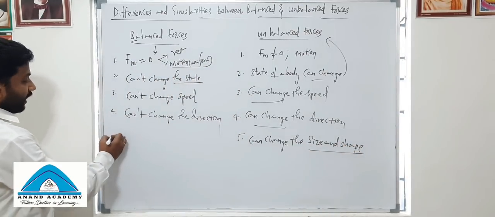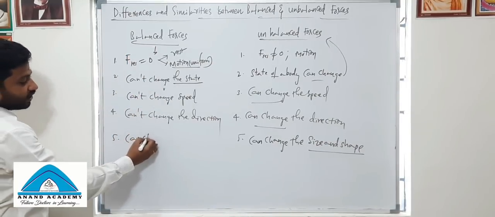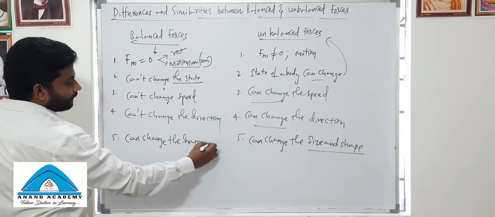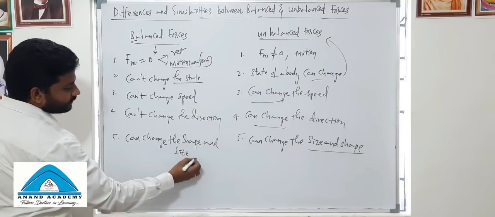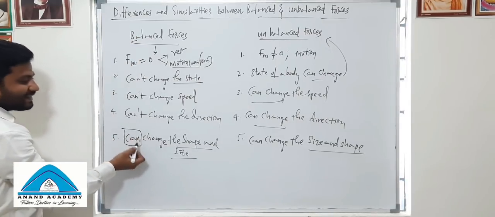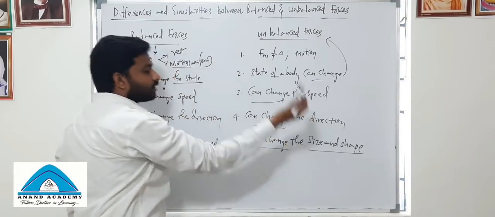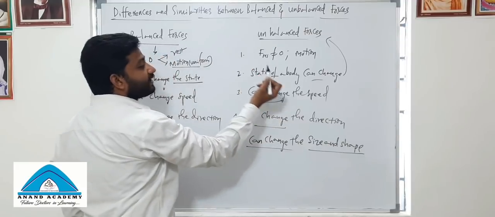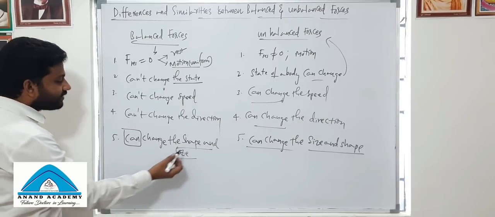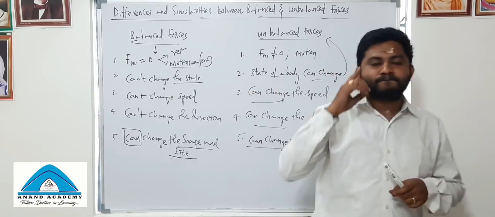But look here: everything cannot change, cannot change, cannot change. But balanced forces can change the shape and size of the body. Carefully see, balanced forces can only change the shape and size of the body. Unbalanced forces can change size and shape, direction, speed, and the state of a body. But balanced forces can only do one thing, which is they can change the shape and size of a body. Now listen to me carefully.